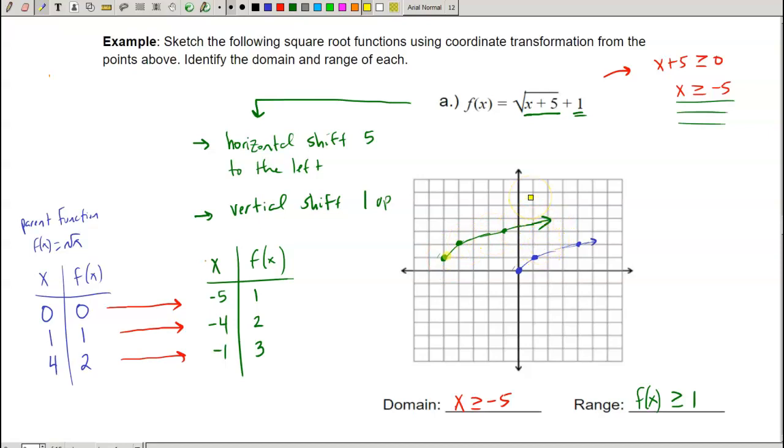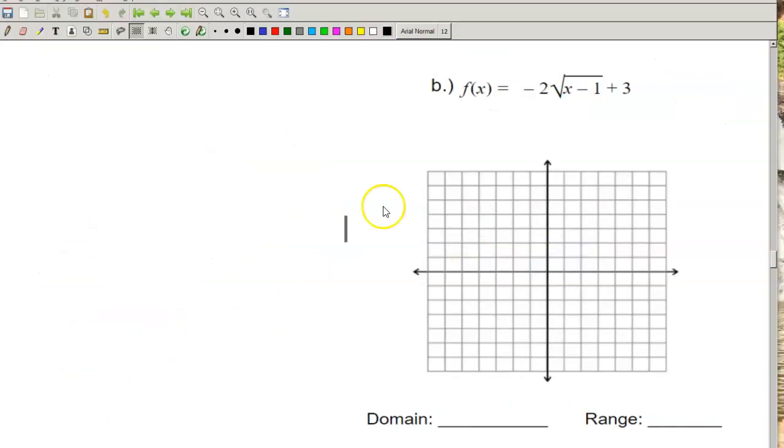And there's several ways to get this graph. We really want you to think about the a, the h, and the k values and how that translates and shifts around the graph from the original. Let's take a look at another one here.